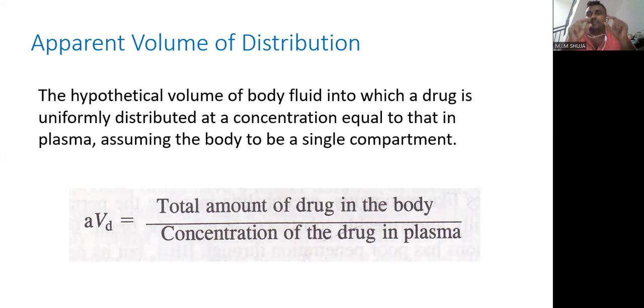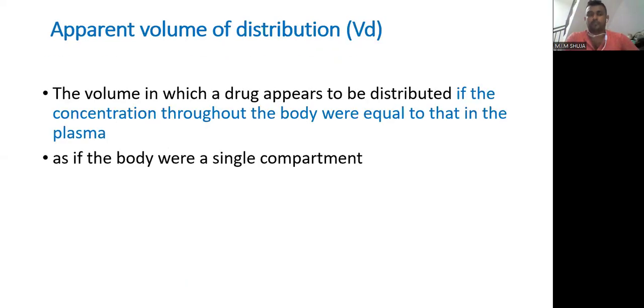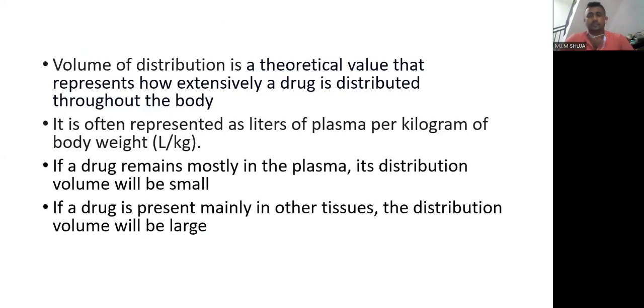I am going to make the definition a bit easier now. The volume in which the drug appears to be distributed if the concentration throughout the body were equal to that in the plasma. This is easier, right? This definition is also correct. Volume of distribution is a theoretical value that represents how extensively a drug is distributed throughout the body.